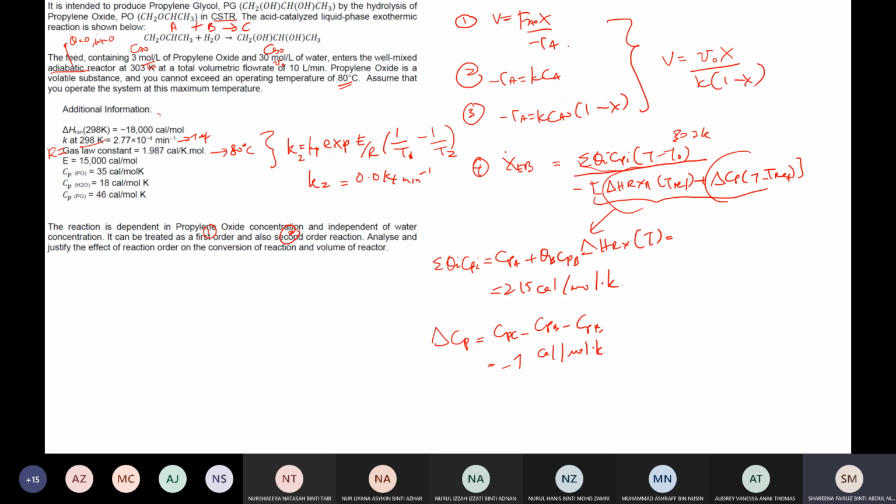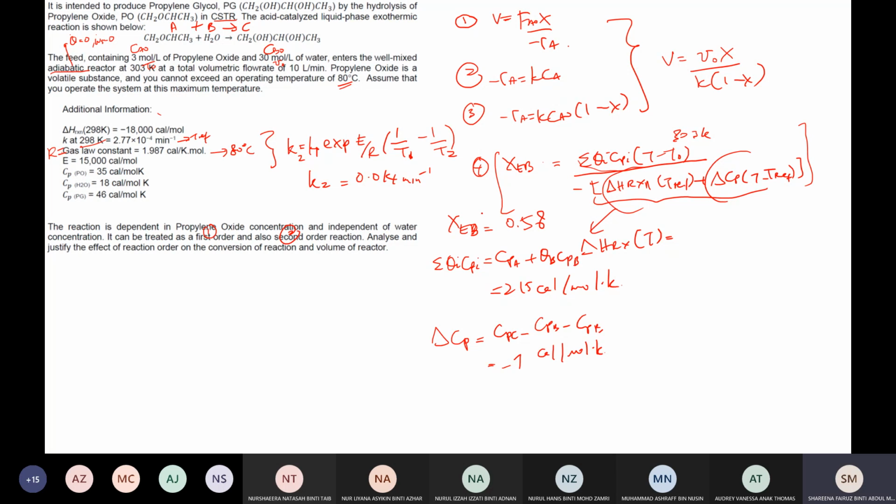Actually this is from the general equation of the mass balance, it is just that we express the equation in terms of X_EB. So from here you will get X_EB, which is equal to 0.58.